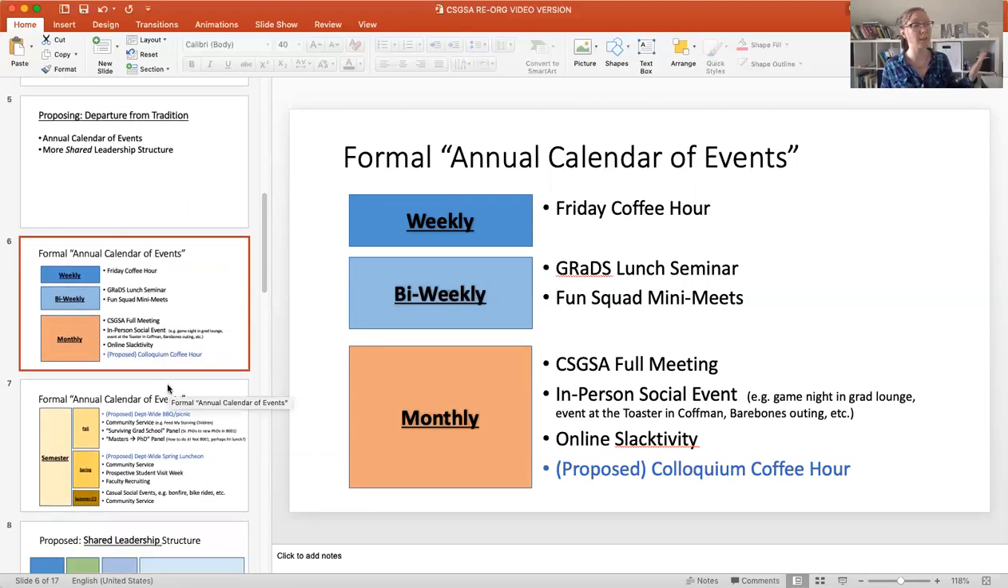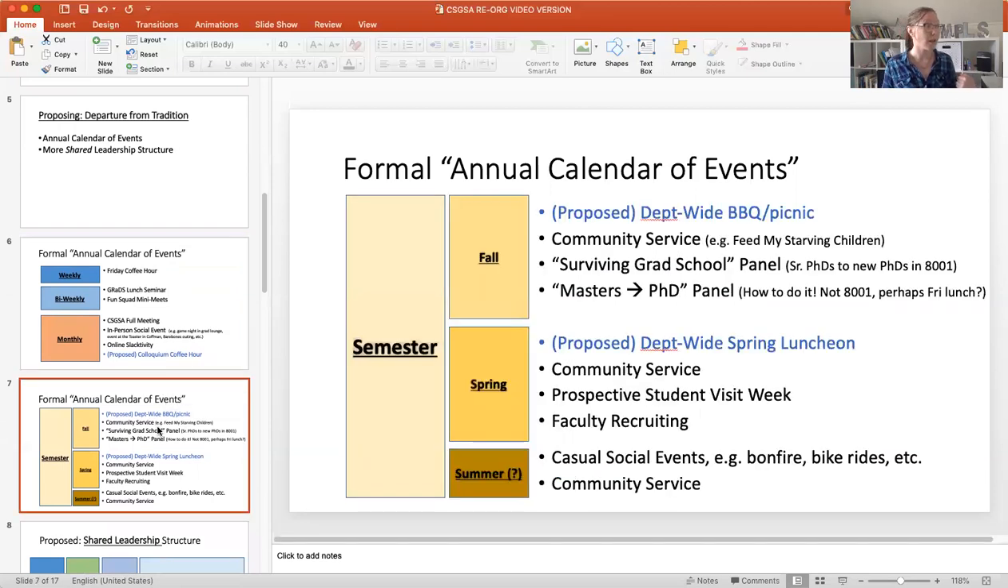In addition to these weekly, bi-weekly, and monthly events, we also wanted to propose a few semesterly events that might be a slightly larger scale. So, for example, we proposed having a department-wide barbecue or a picnic in the fall, which would be basically a fun way to just get to know new people in the program. It doesn't have a big research focus, but welcome the new students, celebrate being back on campus for the year.